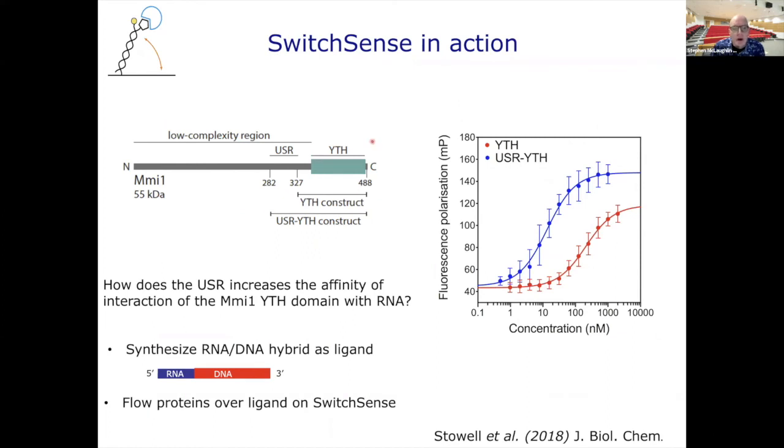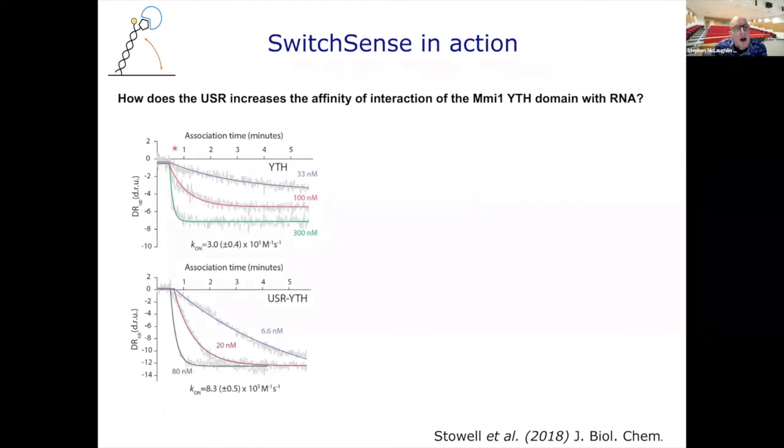Now here was one from the Passmore lab where they had this RNA binding protein, which had this huge low complexity region here, and they wondered, well, what's that actually doing? And what's this region here that seems to be quite important for the interaction? It seemed that it actually increased the affinity if you had this upstream unfolded region. So they made a DNA-RNA hybrid. This DNA sequence is complementary to the strand, flow across the switchSENSE, and you could see the association of just the domain by itself, and then the one with the upstream unfolded region.